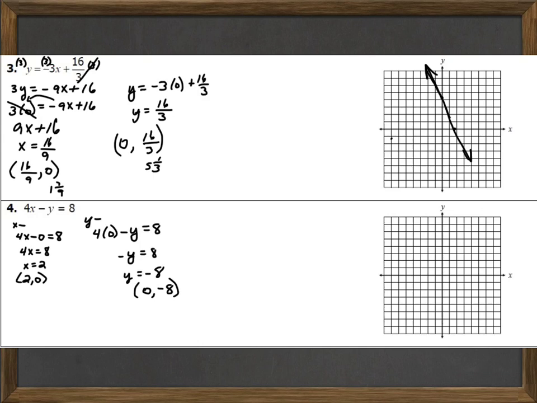Alright, so I have an x value of 2 and a y value at negative 8. 1, 2, 3, 4, 5, 6, 7, 8. Way down there at the bottom. And then I have to try to draw a line, a nice straight line through them. Okay.